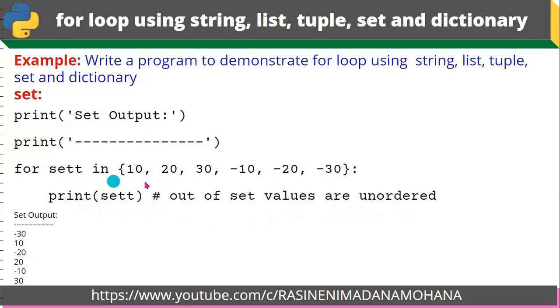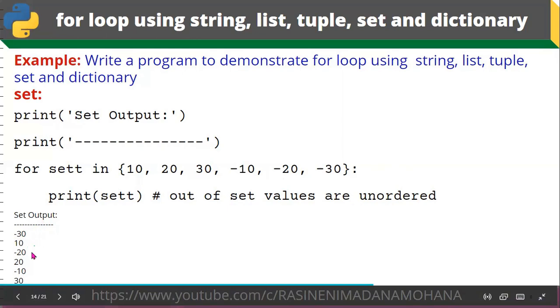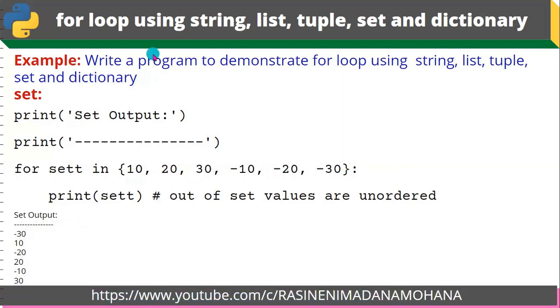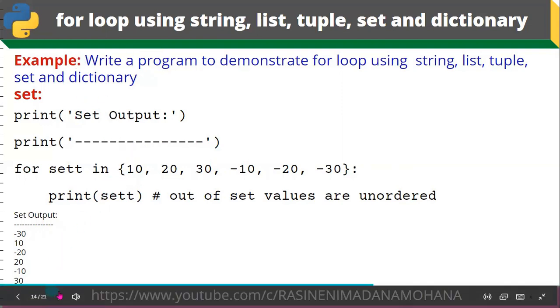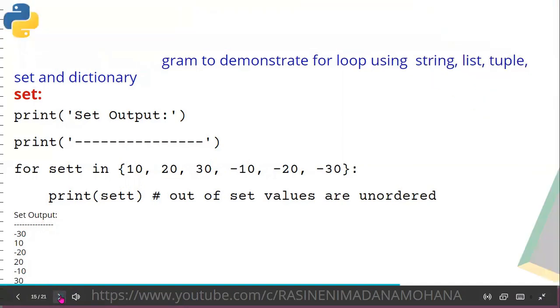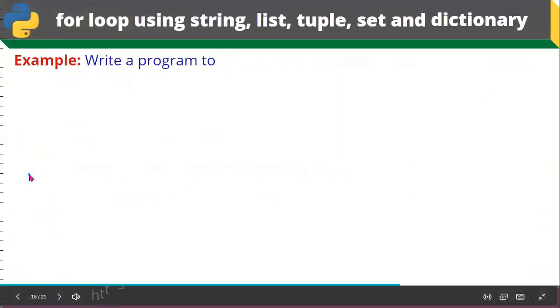For example, here you can see the first time we run, minus 30 is displayed first, then 10, then minus 20, then 20, then minus 10, then 30. Here first this value, then this value, then this value, in any order. Next time if you run, the order will be changed. That's why there is no fixed order for set values. This you can remember.